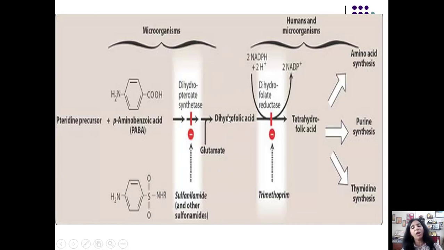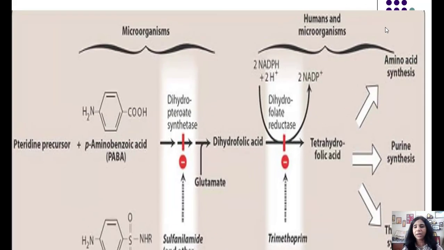So if dihydrofolic acid is not formed, dihydrofolate reductase is not able to convert it to the readily usable form of folic acid, tetrahydrofolic acid, and neither do these important things happen. Neither amino acid synthesis occurs in the bacteria, nor purine synthesis, nor thymidine synthesis. So this is a block by sulfonamide.